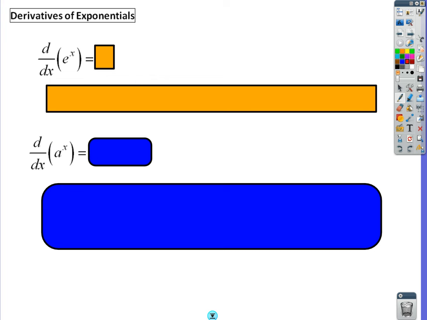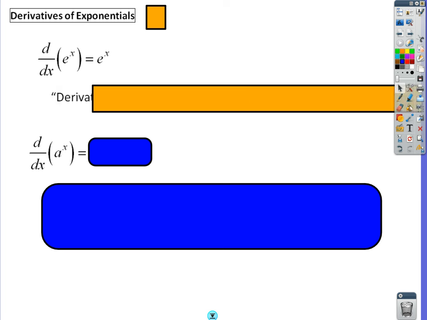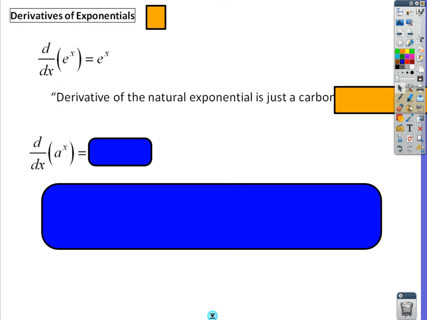So what is the derivative of e to the x? The derivative of e to the x is, drum roll please, e to the x. Say what? That's right. Taking the derivative of e to the x is the exact same thing as the natural exponential. It's just a carbon copy. It is the exact same thing. So the derivative of e to the x is e to the x, which you got to think about yourself is just a crazy, crazy concept, right?